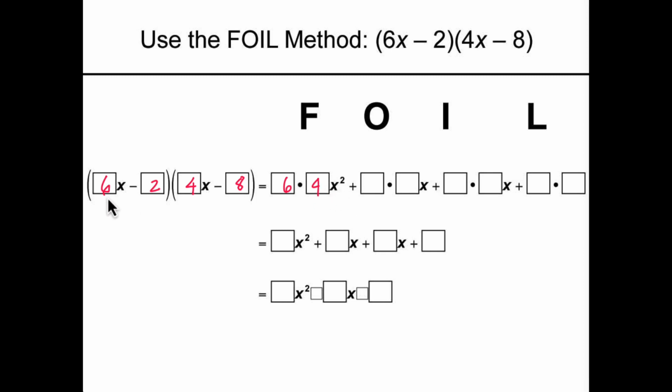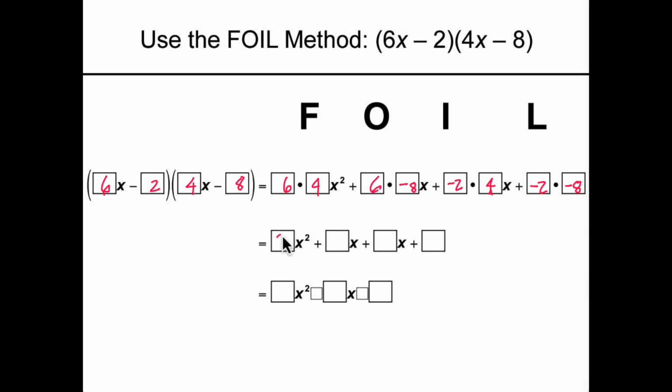Then the outside terms, 6x and minus 8, so we get 6 and negative 8. Then the inside terms get a minus 2 here and a 4x, so we write negative 2 and 4x. And then the last terms, we get a minus 2 here and a minus 8 here, so it's negative 2 times negative 8.